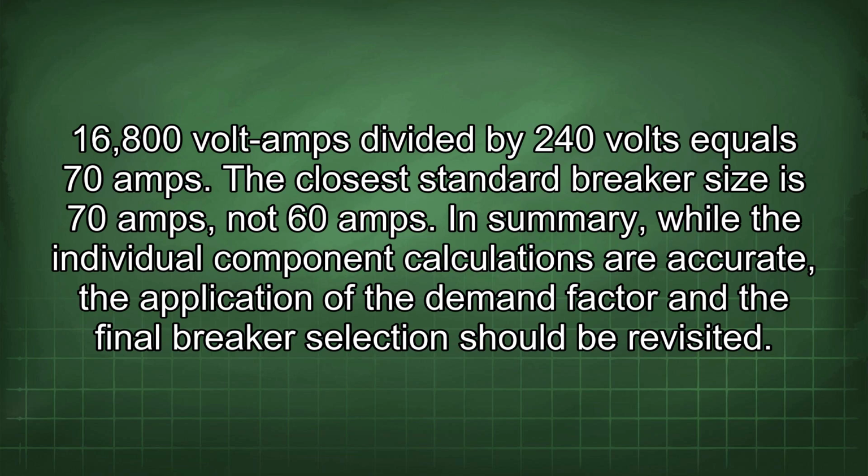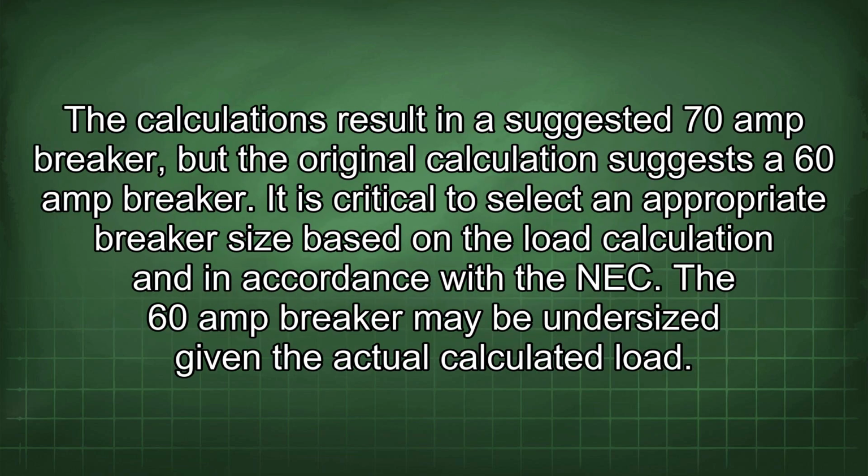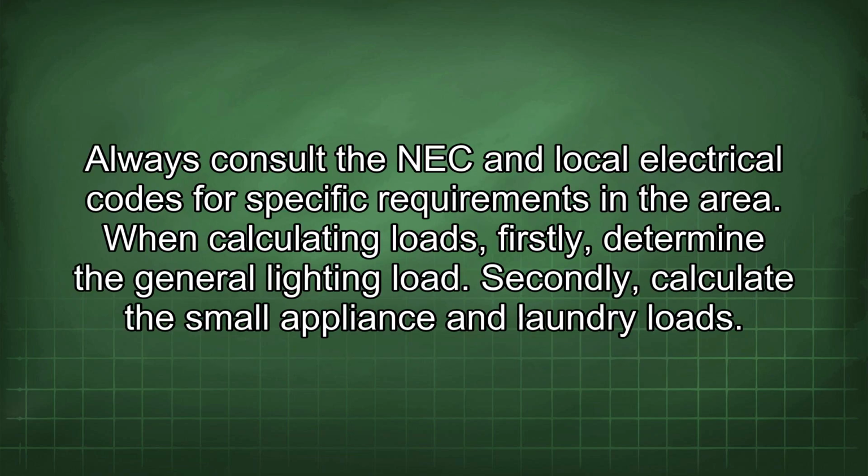In summary, while the individual component calculations are accurate, the application of the demand factor and the final breaker selection should be revisited. The calculations result in a suggested 70 amp breaker, but the original calculation suggests a 60 amp breaker. It is critical to select an appropriate breaker size based on the load calculation and in accordance with the NEC. The 60 amp breaker may be undersized given the actual calculated load. Always consult the NEC and local electrical codes for specific requirements in the area.